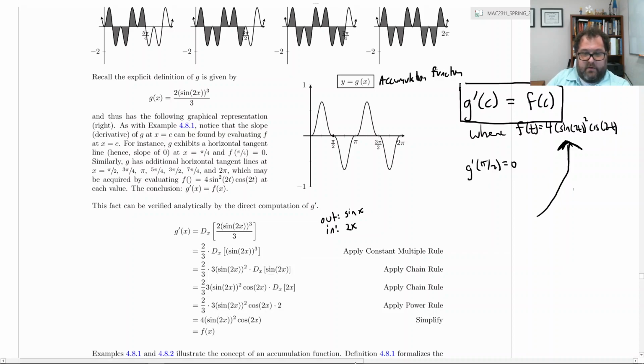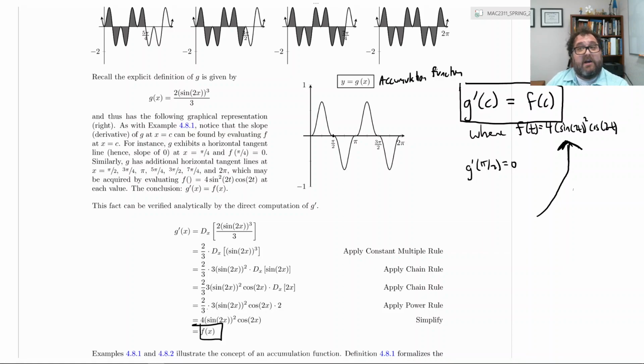Okay, there we go. That's where we get this business right here. Because the derivative of the outside function, sine, is cosine. We evaluate at 2x, and then multiply by the derivative of 2x, which of course gives us 2. And what do we get in the very end? We get this, and then we simplify, and notice that we get the original function back. We get the original function back.